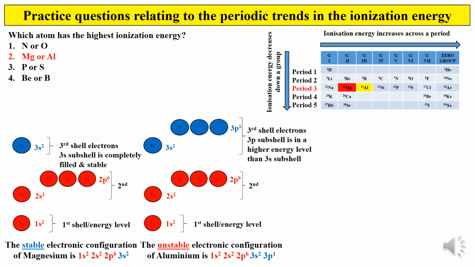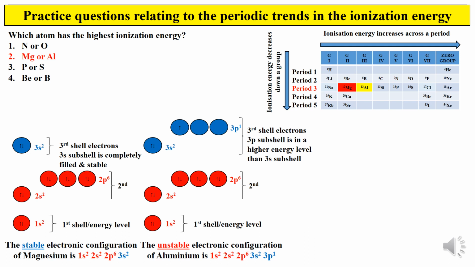electronic configuration. Stable electronic configuration in the case of magnesium and unstable electronic configuration in the case of aluminium, because the p orbital is partially filled. So you find an unstable electronic configuration in aluminium because the p orbital is partially filled. That is one way of explaining the ionization energy trend. The other way of approaching it is in terms of energy levels.